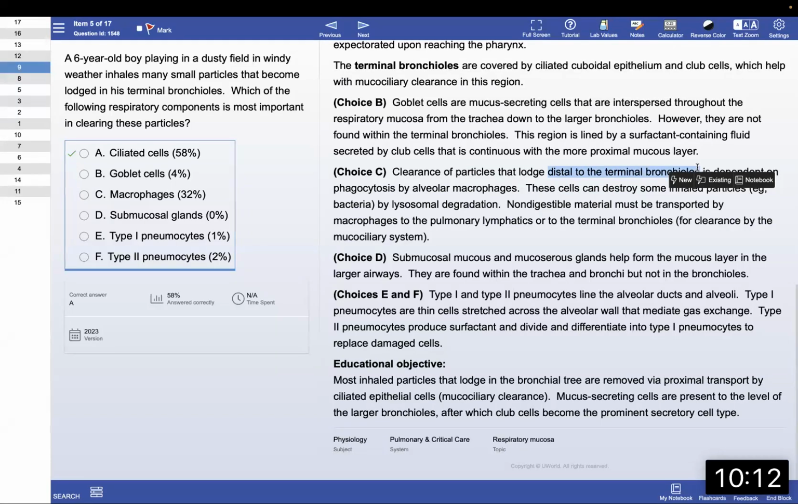Okay, thank you. You're welcome. I'm just making a note. Up to terminal bronchioles, it is the ciliated cells. Then distal to terminal bronchioles is alveolar macrophages.